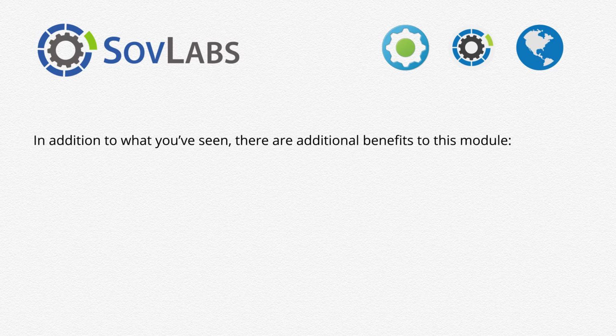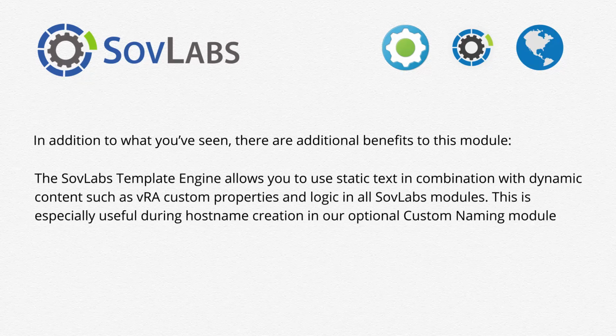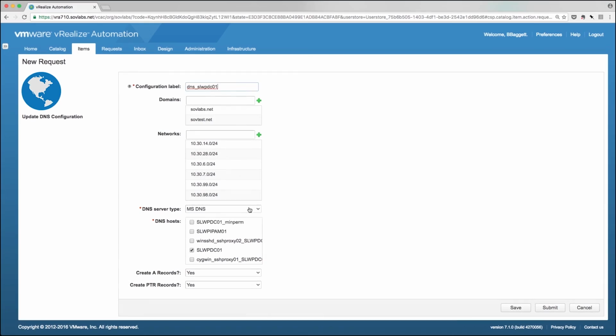In addition to what you've seen, there are also additional benefits to this module. The SovLabs template engine allows you to use static text in combination with dynamic content such as VRA custom properties and logic in all SovLabs modules. This is especially useful during hostname creation in our optional custom naming module. DNS configurations are interchangeable between endpoint providers, so you can move to other DNS providers without any lock-in.